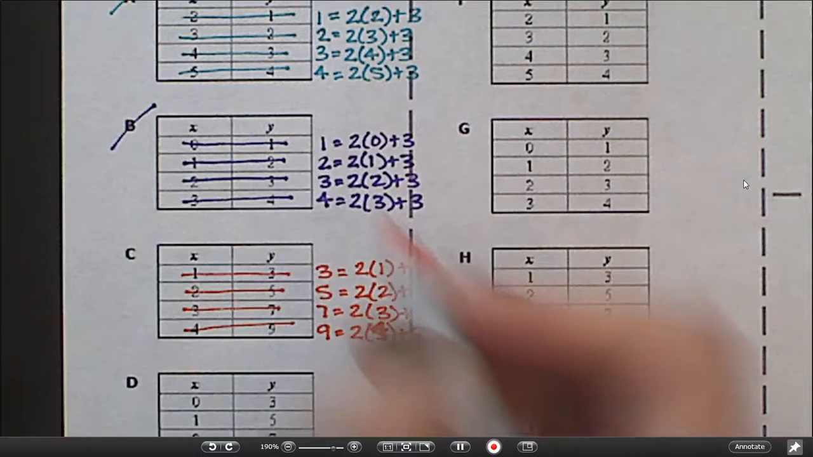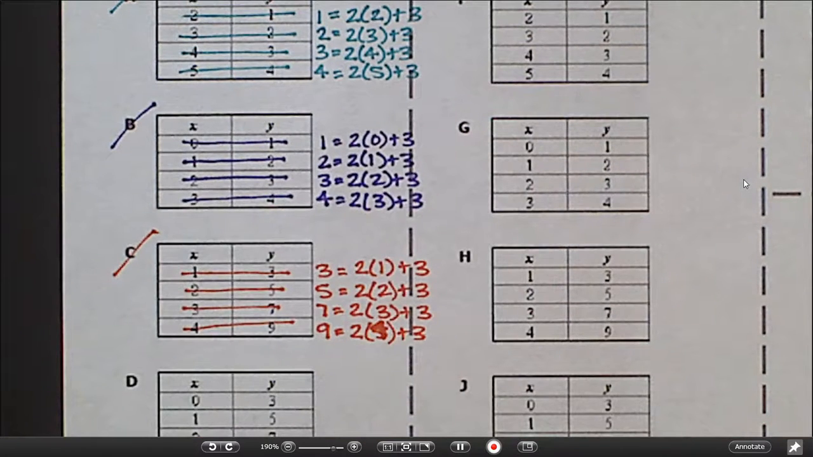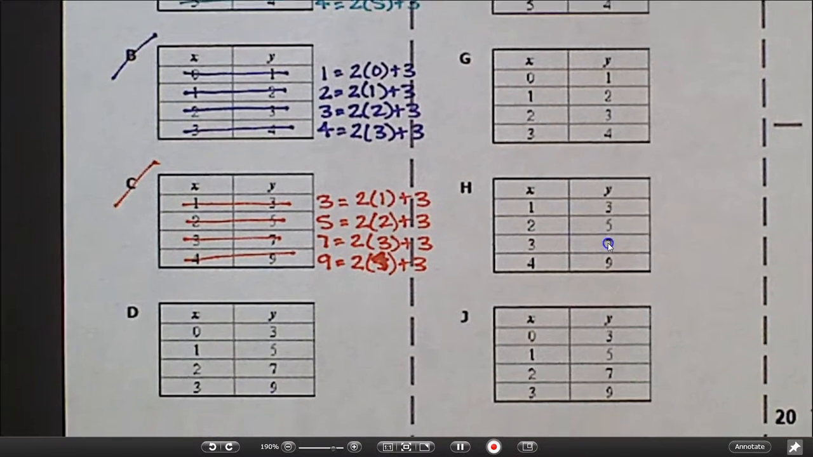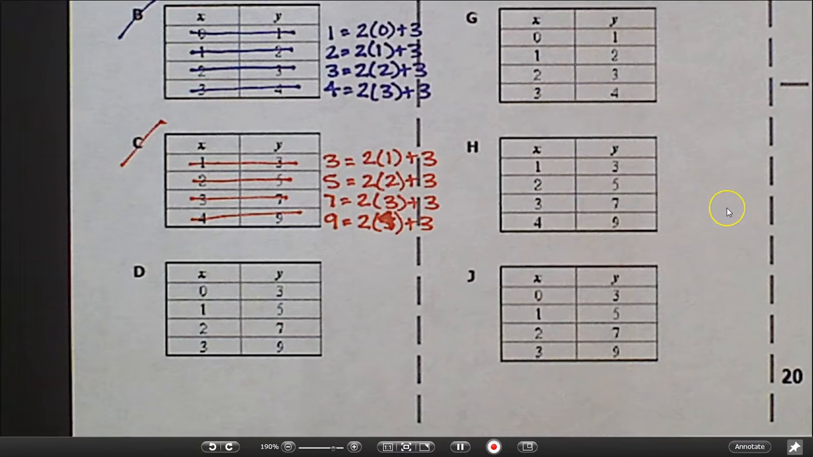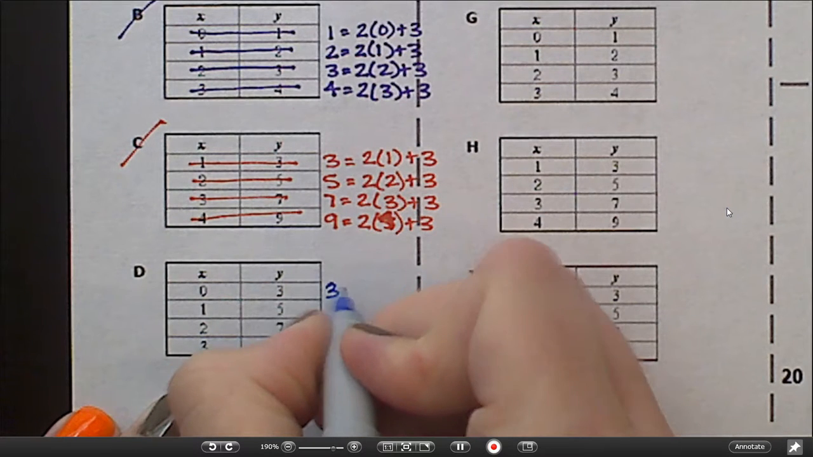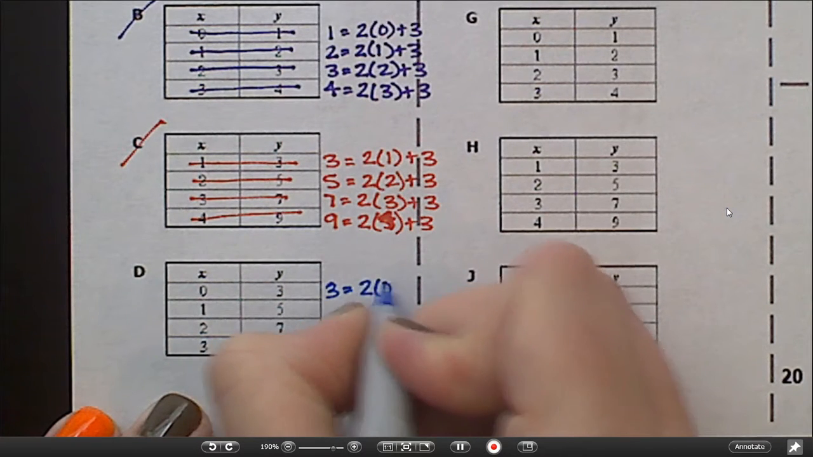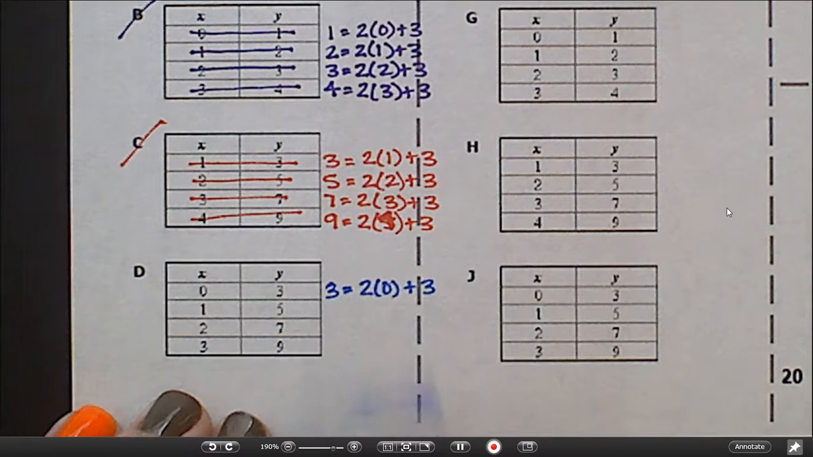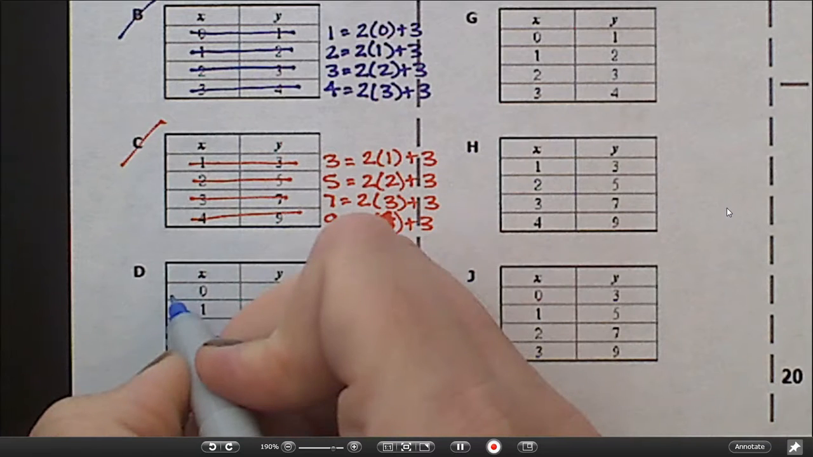That doesn't work either. Now, we don't want to be a lazy bum and go circle D just because the others didn't work. We need to prove it. Because if we can't prove D is correct, then there's a chance we made a mistake somewhere and we need to go back. So let's test this one. 3 equals 2 times 0 plus 3. Let's test it. 2 times 0 is 0, plus 3 is 3. So this one works.